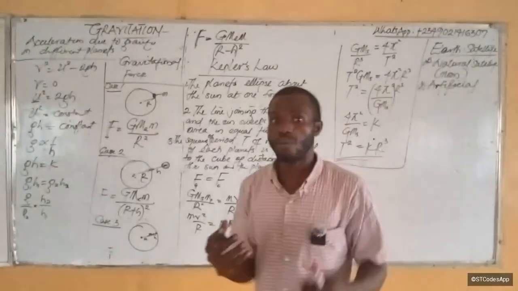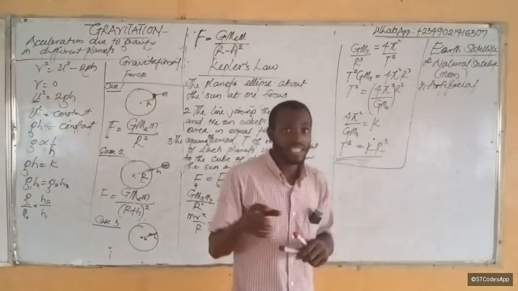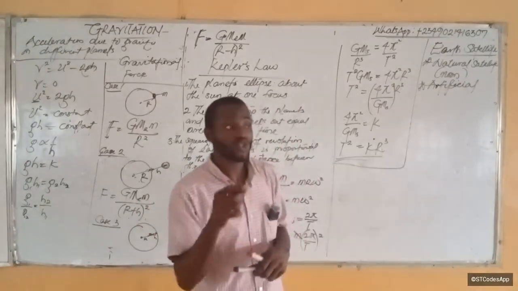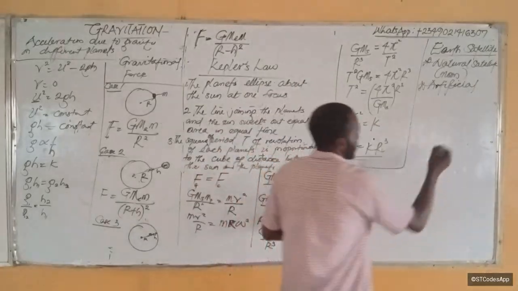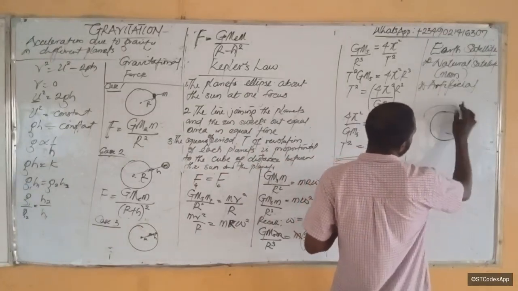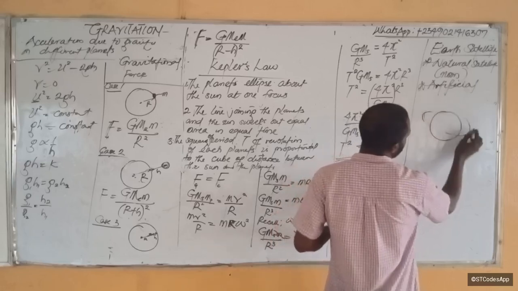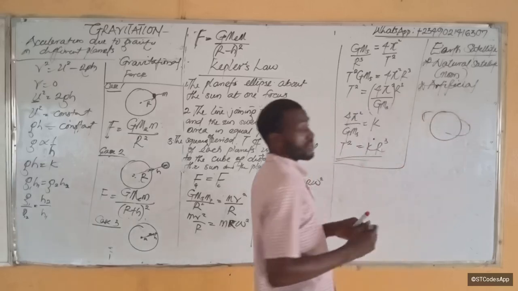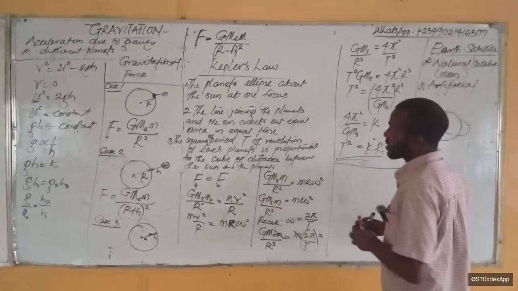Now, there's something that you should know about satellites. Satellites are actually falling continuously towards the Earth. So why do they never cease? See, this is the Earth. The satellite is constantly going around the Earth. It's always going around the Earth. Why is it able to go around the Earth?